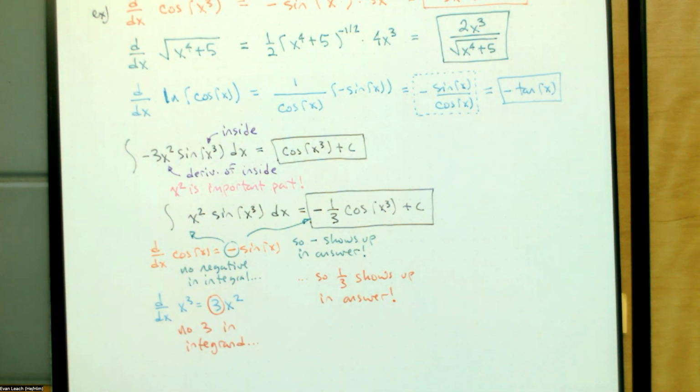So if we take the derivative of negative 1/3 cosine of x cubed, the derivative of cosine of x cubed is negative sine of x cubed. The negatives cancel out. The derivative of x cubed is 3x squared. The 1/3 and the 3 cancel out.